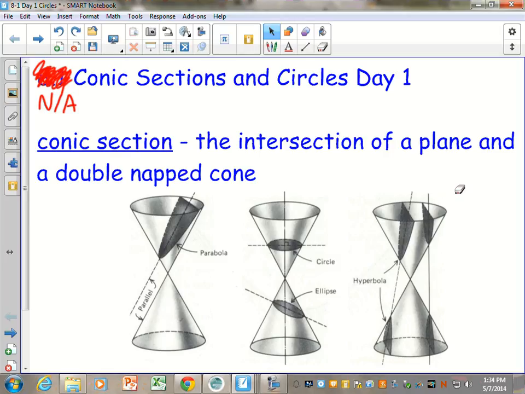And then the weird one is a hyperbola. A hyperbola is really just like a parabola that's opening up and a parabola that's opening down, equidistant apart. And that's where the double-napped cone comes into play, because you have to have two cones together like this.